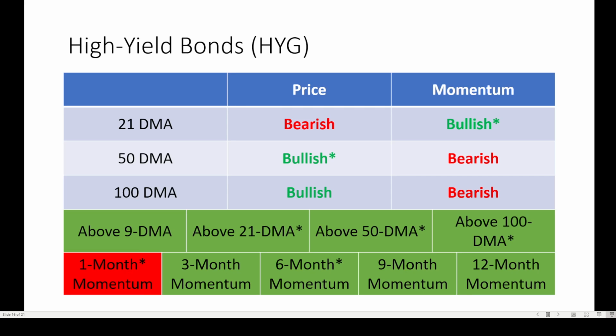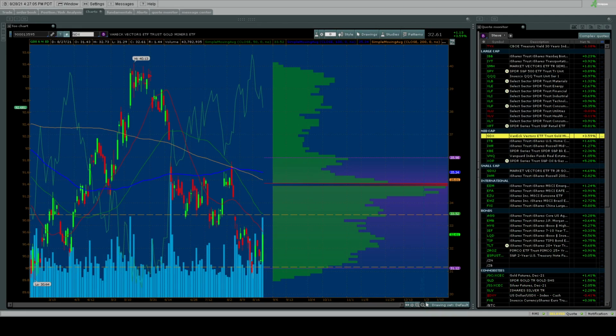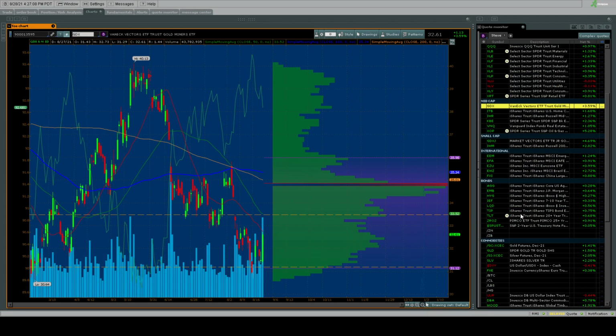Anyways, on to high yield bonds. Price flipping bullish on the 50-day moving average now, and momentum on 21-day turning up, back above all the key moving averages. One-month momentum flipping negative and falling. Six-month momentum negative and rising. Otherwise, this looks like a pretty good picture.